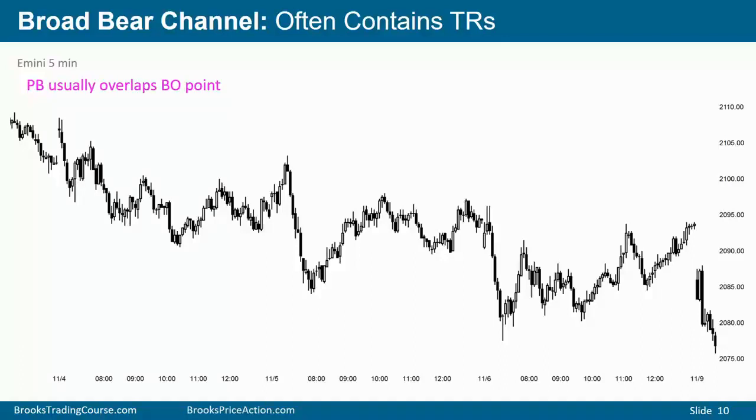Usually, pullbacks overlap breakout points. For example, the market broke below this low, so this low is a breakout point, and here's the top of the pullback. These are a series of breakout points and pullbacks. The market broke below this low, so this is a breakout point, and here's the top of the pullback. That means this is a stairs pattern, and when the market is forming a stairs pattern, bulls can make money buying at and below prior lows. And when bulls can make money in a bear trend, the bear trend is not all that strong. It's usually a broad bear channel. And a broad bear channel usually has a lot of trading range qualities to it, and it typically evolves into a trading range.